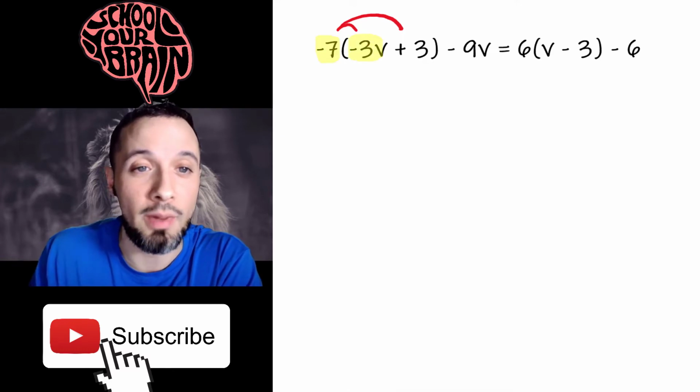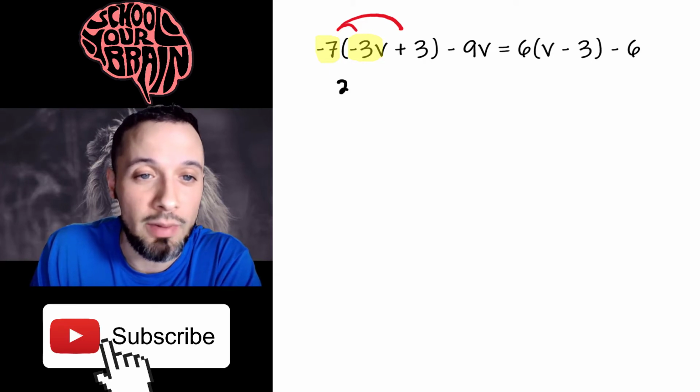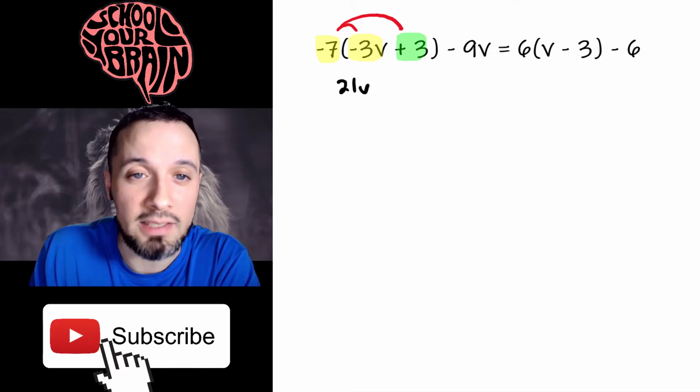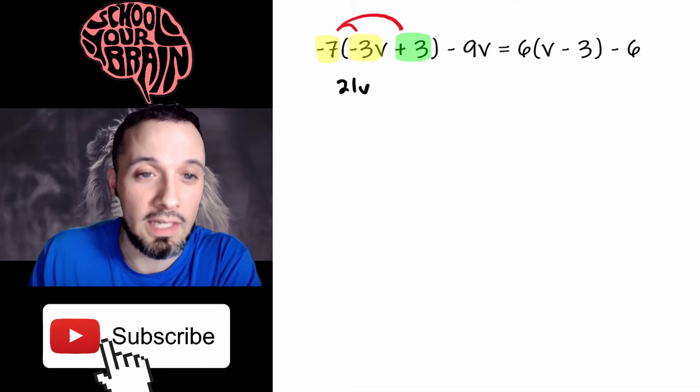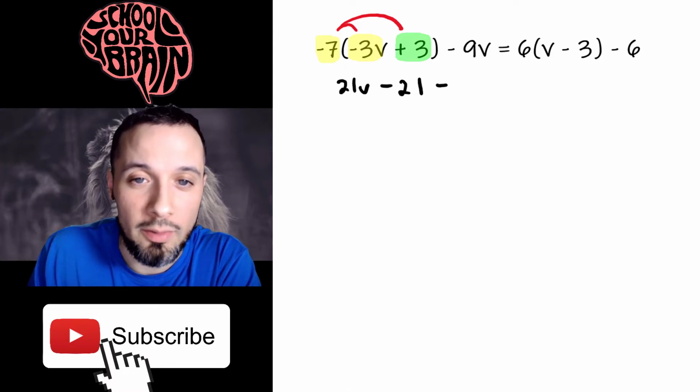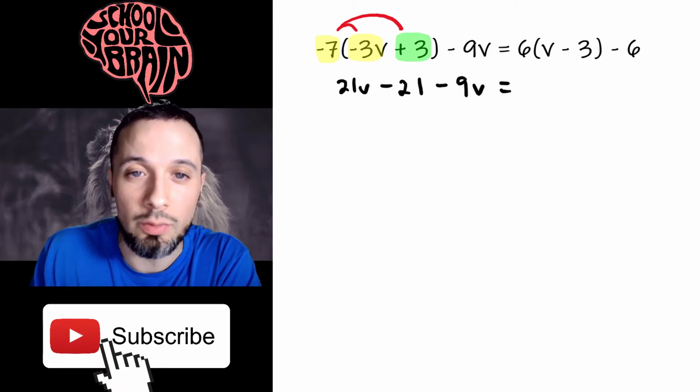I can see here I'm multiplying -7 times -3, which gives me positive 21v. And now I'm taking -7 and multiplying it with the positive 3. -7 times positive 3 gives me -21. Then I bring down the minus 9v equals, and I repeat the process on the other side.